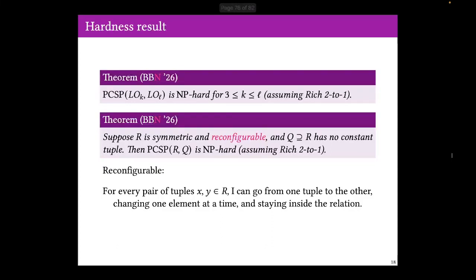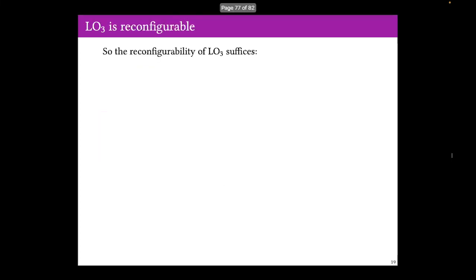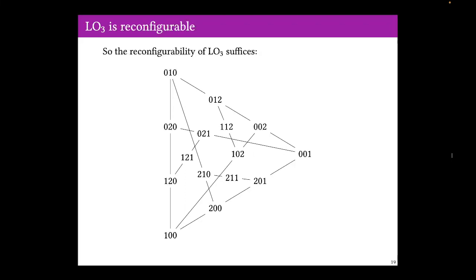What do we mean by reconfigurable? Well, it's quite simple really. For any tuples of R, let's say x and y, I can go from x to y, changing only one coordinate at a time in every tuple, and always staying within the relation. I'll get to an example of this later if it's not completely clear. So, with this theorem in hand, it would be sufficient for a hardness result to prove that LO3 is reconfigurable. And it turns out it is.